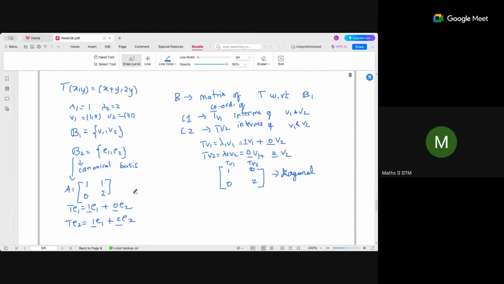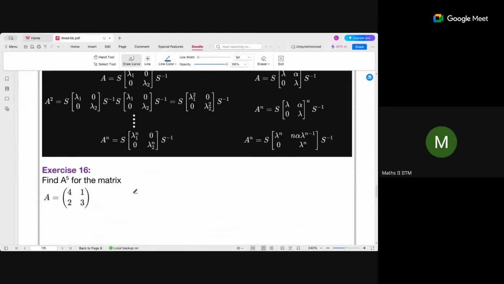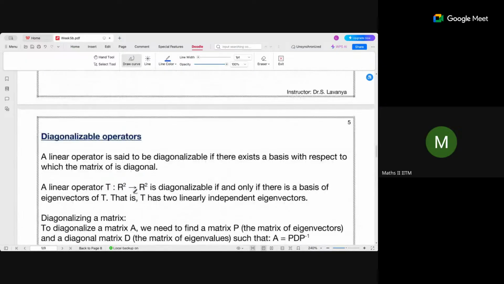Okay, so now let's go back and read the definition of diagonalizability again. A linear operator is said to be diagonalizable if there exists a basis with respect to which the matrix is diagonal. So here we were able to find a basis 1 0, 1 1 where we are able to express the given transformation as a diagonal matrix. So what is the condition which can guarantee that we can have such a basis? A linear operator T is diagonalizable if and only if there is a basis of eigenvectors. So if the eigenvectors form a basis, then we can diagonalize.